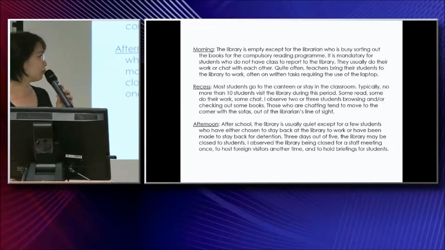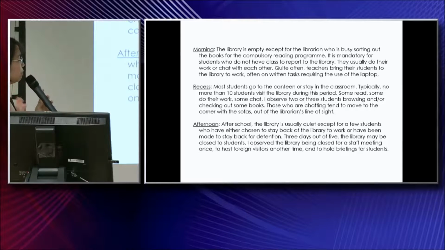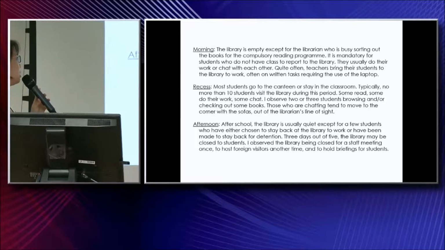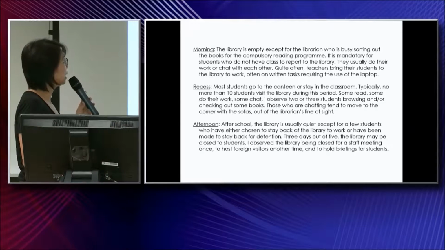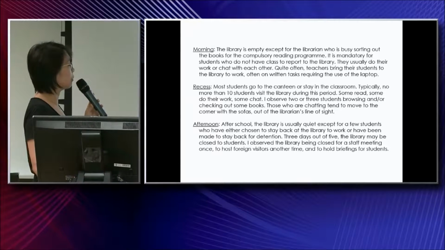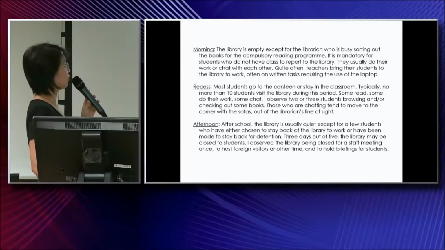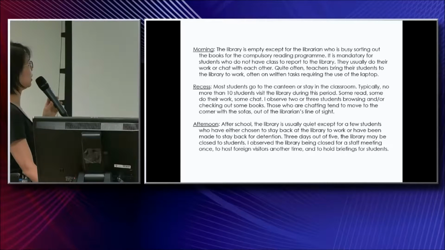Because of that, we did more observations. This sort of imaginary schedule of what happened in the school library is put together from a series of observations. In the morning, when classes are going on, the library is empty except for the librarian, who is busy sorting out the books for the compulsory reading program. It is mandatory for students who do not have class to report to the library. They usually do their work or chat with each other.